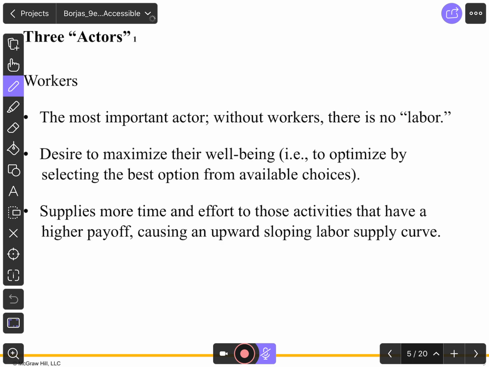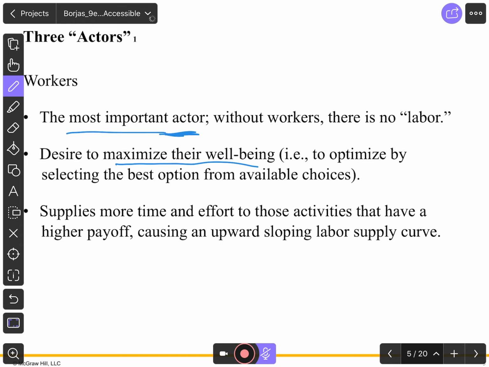So the three actors, the first one are the suppliers of the service, and those are the most important actor because we are talking about labor economics, and without labor I don't have the market, right? So those are the most important actors. Those are the suppliers of the service. And those are like us. We have certain needs and wants. And in general, we say we need to maximize our satisfaction, right? From consuming different goods and services. Those also have a certain objective, which is to maximize their well-being.